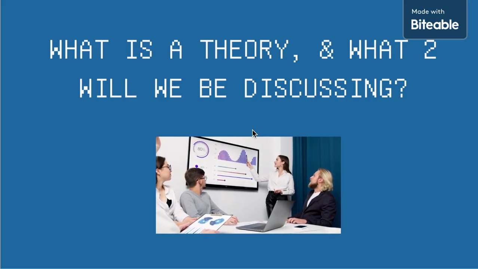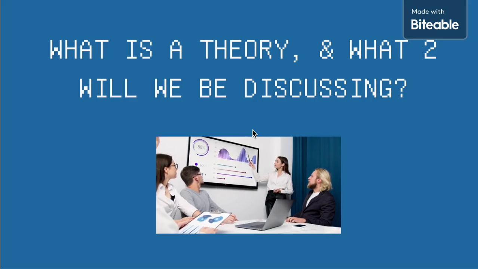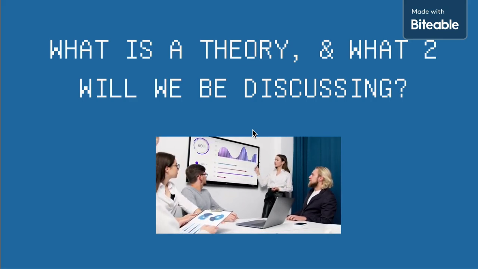Today we're going to be discussing two different theories, but first, what is a theory? A theory is interconnected ideas that logically explain a particular pattern of behaviors and events. Today, we will discuss the social learning theory and the operant conditioning theory.